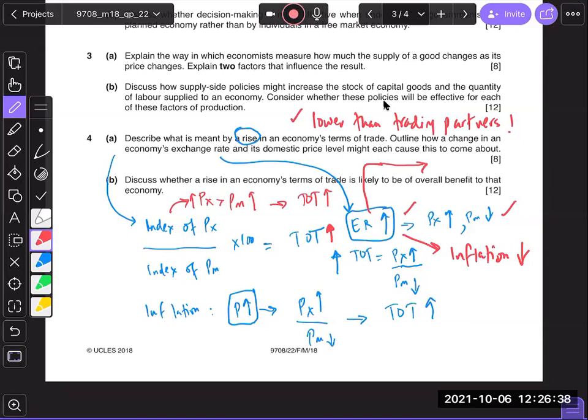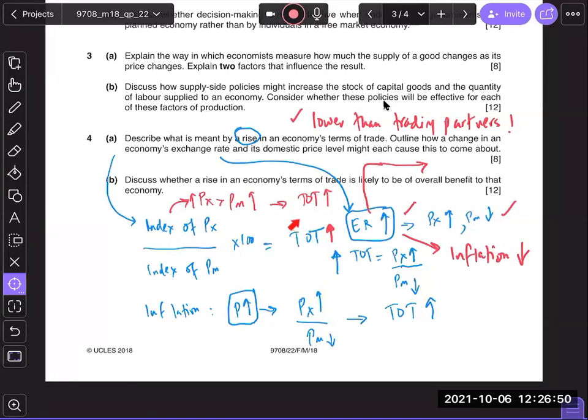Now, are we good to move on? Yeah, so we need to mention some factors that can nullify it. Like if inflation is lower than trading partners, then your prices are rising, but your terms of trade may not worsen because imports are also becoming more expensive. Also, in exchange rates, something similar could be mentioned. Are we good to move on now to the next part?